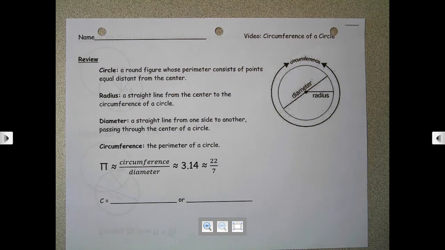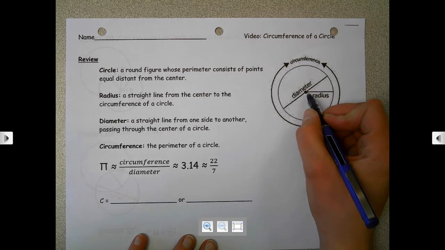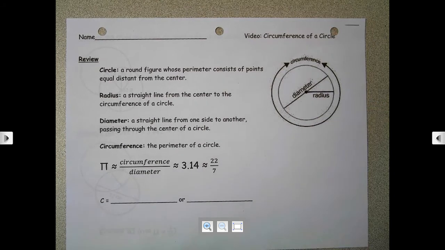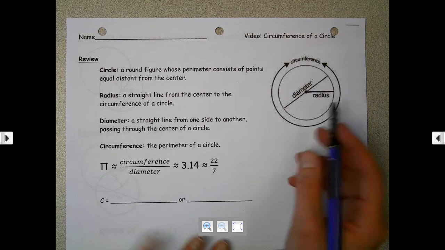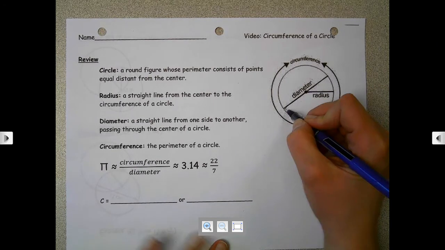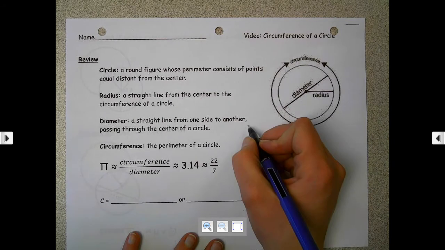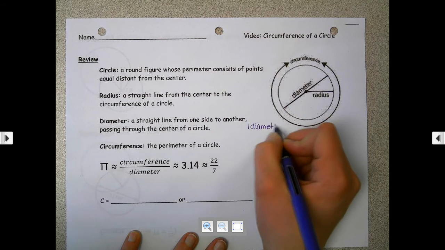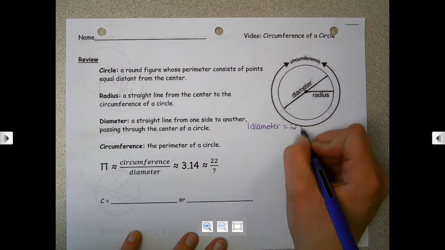The radius is a straight line from the center to the circumference of a circle, or the outside of a circle, which is right here. The diameter is a straight line from one side to the other, passing through the center. So it is right here. And today in class, we reviewed that one diameter equals 2 radii.